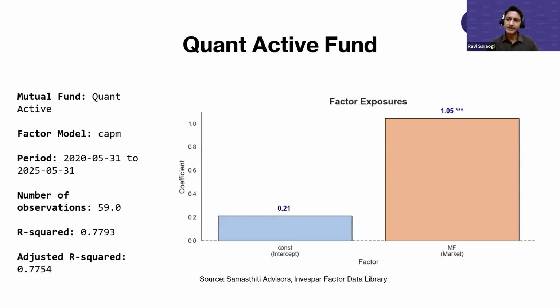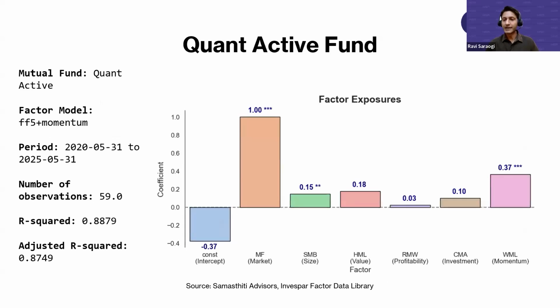The R square is 0.78. Okay, that's good enough. Anything above 75 is good enough, but of course not as high as what we were seeing earlier. So CAPM explains about 78% of the fund's return. Probably there are other factors at play. So let's look at the Fama French 5-factor model for this fund as well. Now we see that the R square has gone up to close to 89%, so close to 90%. Which means that this is a much better fit. We are able to explain a lot more of the returns in this fund by using the Fama French 5-factor plus momentum model. So let's walk through the coefficients.